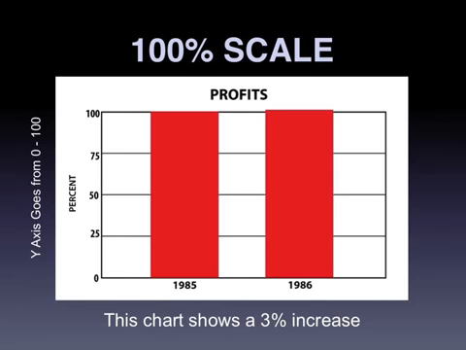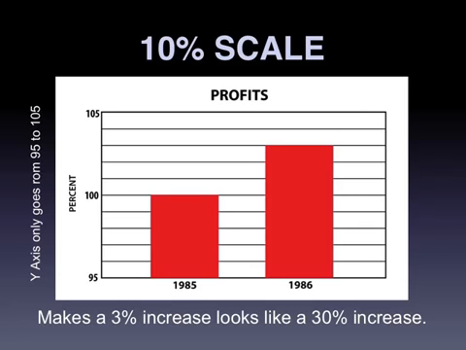I made this graph at 100% scale. You can see on the left, on the y-axis, that it goes from 0 to 100%. Because it is at 100% scale, you can barely see the 3% increase between the 2 years. But this is what a 3% profit looks like. Of course, my boss hated it, and he said, zoom in 10 times and just show 10%.